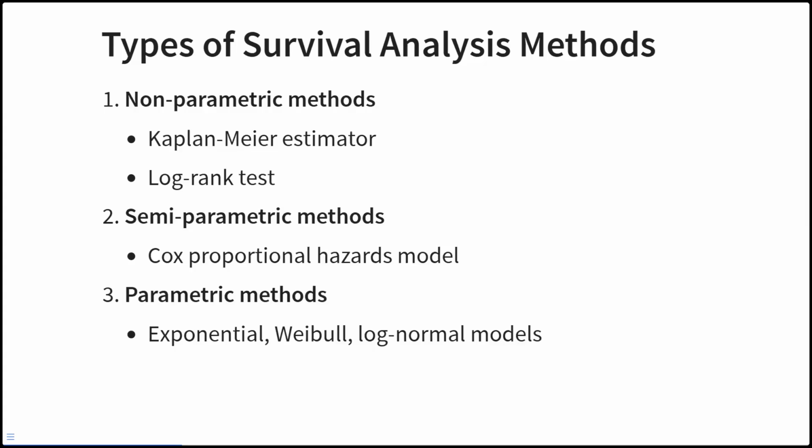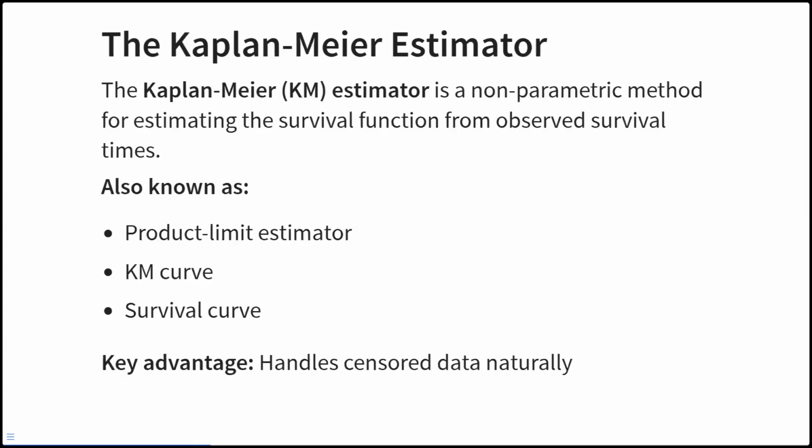The reason why they are not common is because most of the time your survival data will hardly follow the assumptions of a parametric distribution. So that's why the non-parametric and the semi-parametric methods are usually popular. The Kaplan-Meier estimator is a non-parametric method that allows you to estimate the survival function of survival times. It has various names: product limit estimator, KM curve, or survival curve. And it handles censored data naturally.